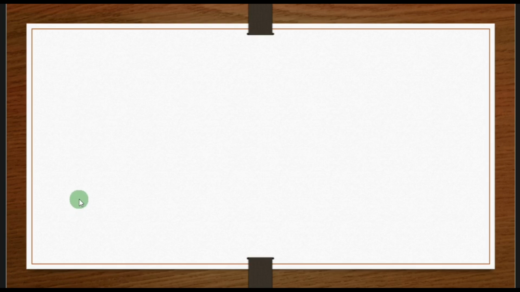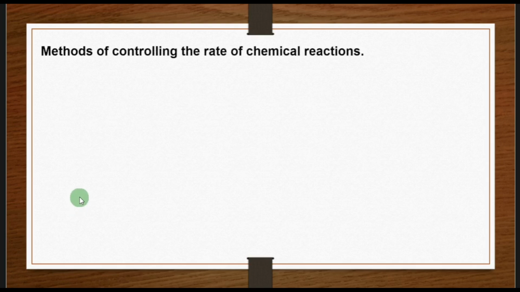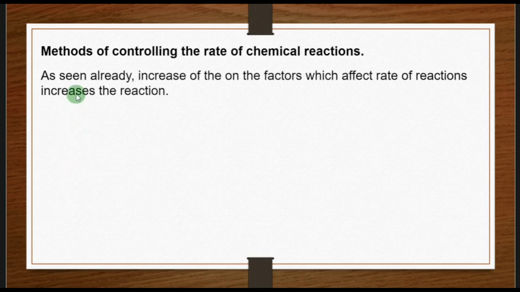Now we are going to look at methods of controlling the rate of chemical reactions. These chemical reactions must be controlled. As seen already, increasing the factors which affect the rate of reactions increases the reaction. When you increase temperature, pressure, concentration, surface area, all those things, the rate of a reaction increases.